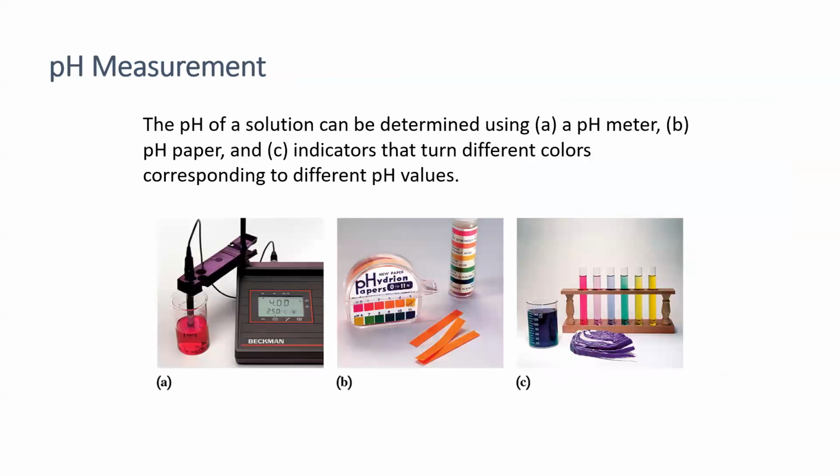The pH of a solution can be measured different ways. It can be measured accurately using a pH meter. We can also use pH paper, which is what we're going to be using in this experiment. It's a little less accurate. You can see we can't get multiple significant figures, right? But we can get a general idea of the pH using pH paper. And we can also use a variety of indicators, which are compounds that turn different colors that correspond to different pH values.